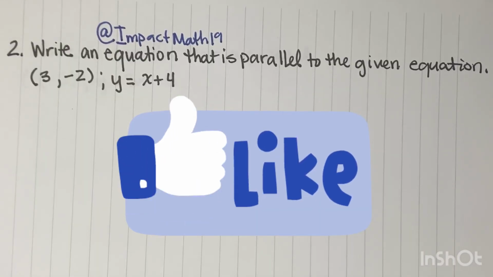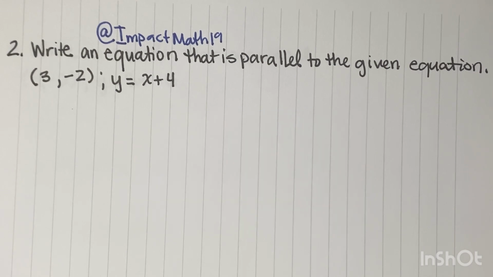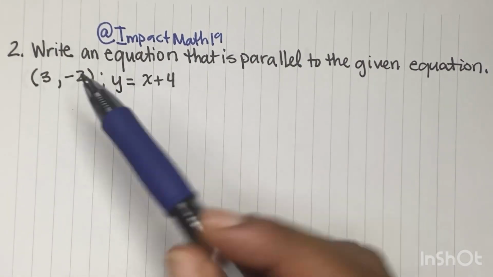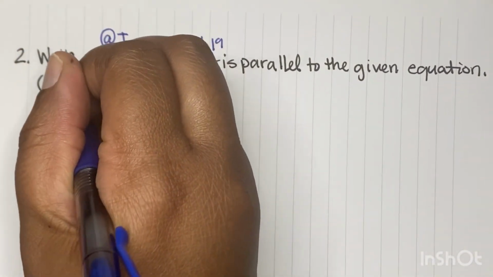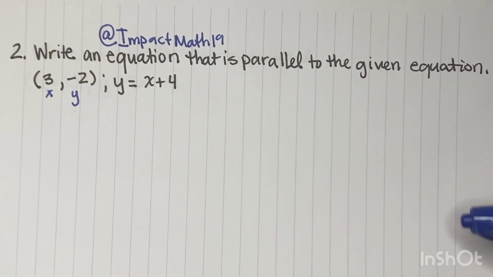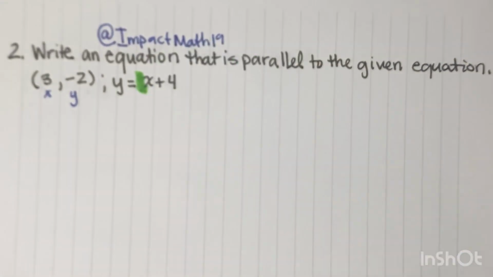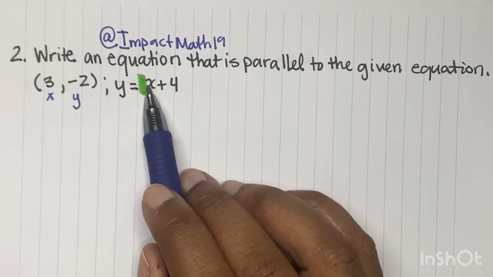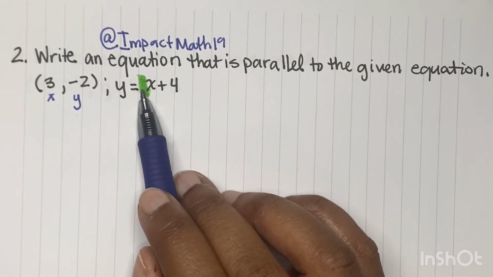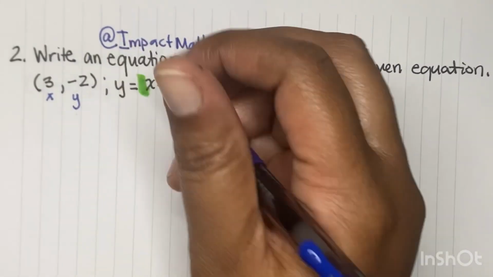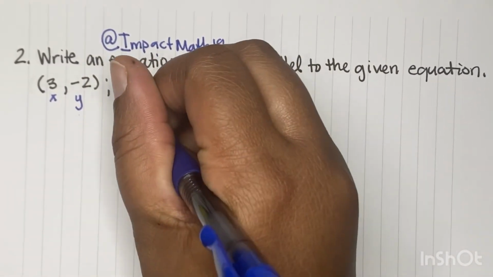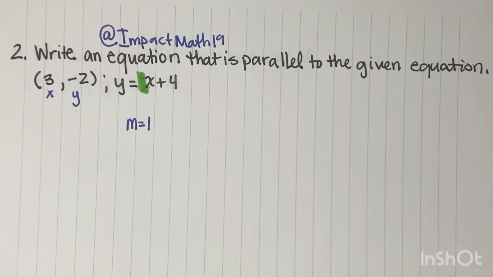Number 2 says, write an equation that is parallel to the given equation, okay? So they gave us a point, which is an x and a y, and they also gave us this equation. And remember, the number that's next to the x is your slope, okay? And every variable has a 1 in front of it. So the slope that is given is 1, okay?